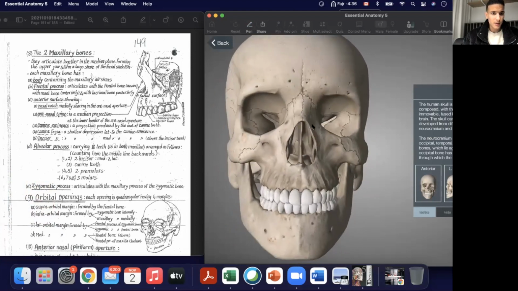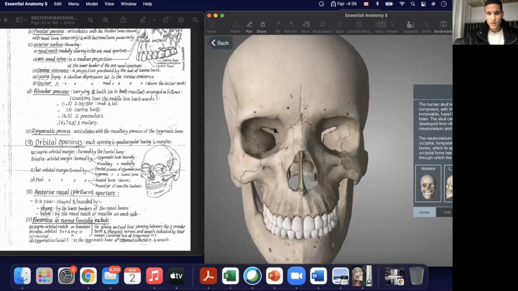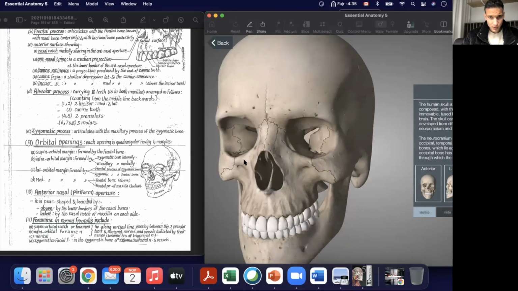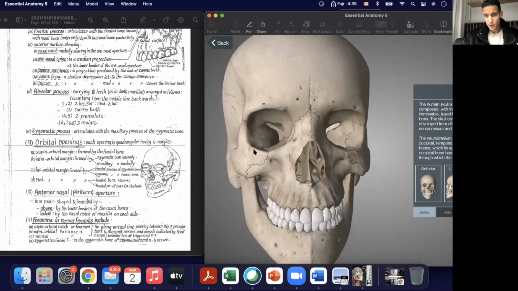Okay, what else? We have the orbital openings, these ones. Supraorbital margin formed by the frontal bone. These margins right here. We're not talking about the ciliary margins, but the supraorbital margins formed by the frontal bone. The infraorbital margins formed by the maxillary more medially, and the zygomatic most laterally. Lateral orbital margin formed by the frontal and the zygomatic. So inferiorly zygomatic and maxillary, laterally frontal and zygomatic.